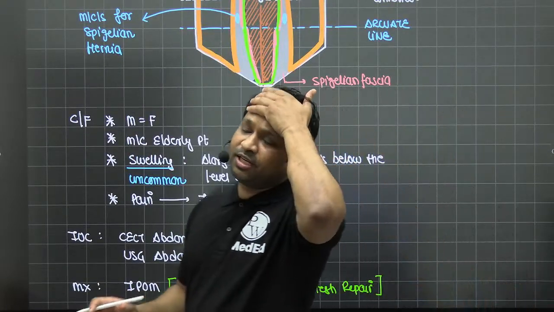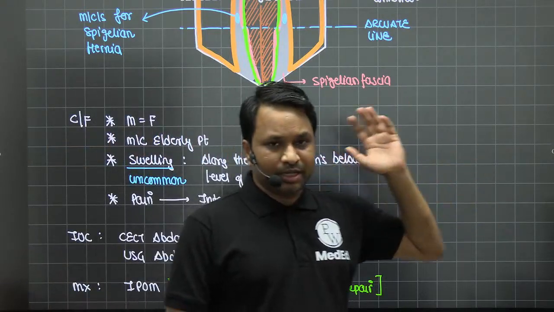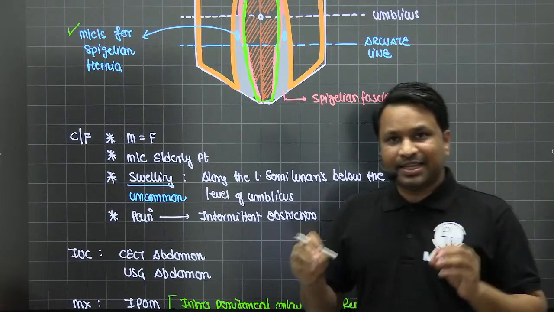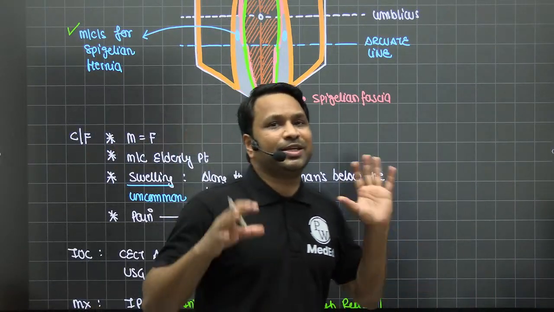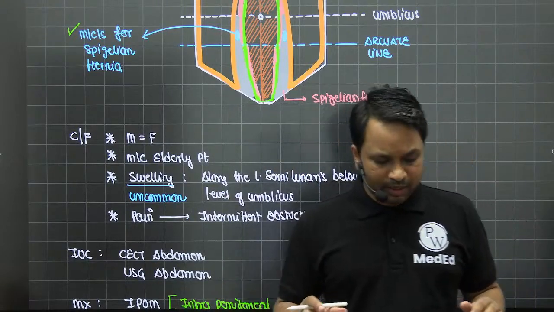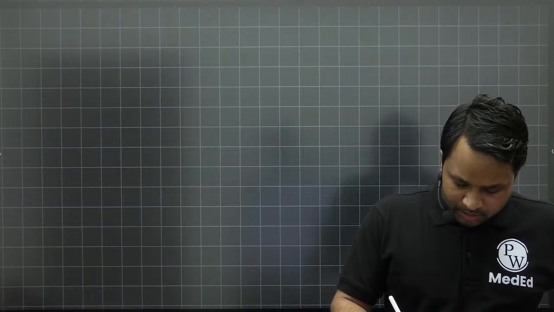Remember, for Spigelian hernia, you don't need to really worry about the presentation part and all. You should know the usual site from where it is going to present, and what Spigelian fascia is. The more important concept here is Spigelian fascia. If you're clear with that concept, you don't need to worry about it at all. The last nail in the coffin in the hernias is going to be our lumbar hernia. So we'll be talking about the lumbar hernia.